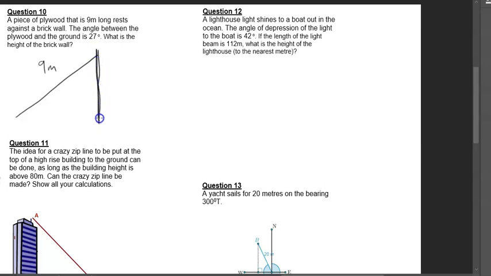There's a brick wall. And the angle between the plywood and the ground, this is the ground here. So there's a brick wall, there's a ground, we have an angle here of 27 degrees. And what we're looking for is the height of this brick wall. So in relation to this angle here, we're looking for the opposite side, and the other side that has been given, which is the length of the plywood, is our hypotenuse.